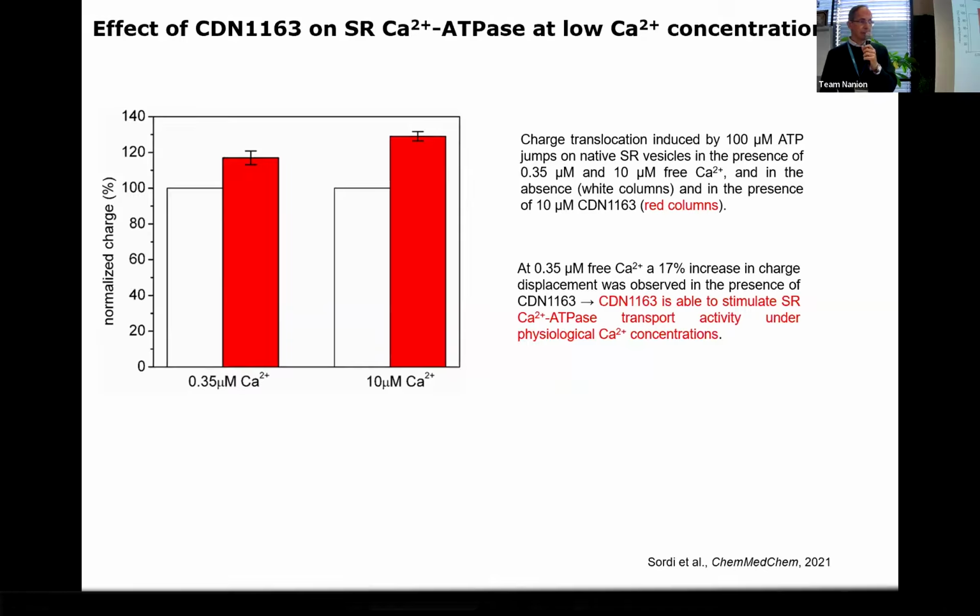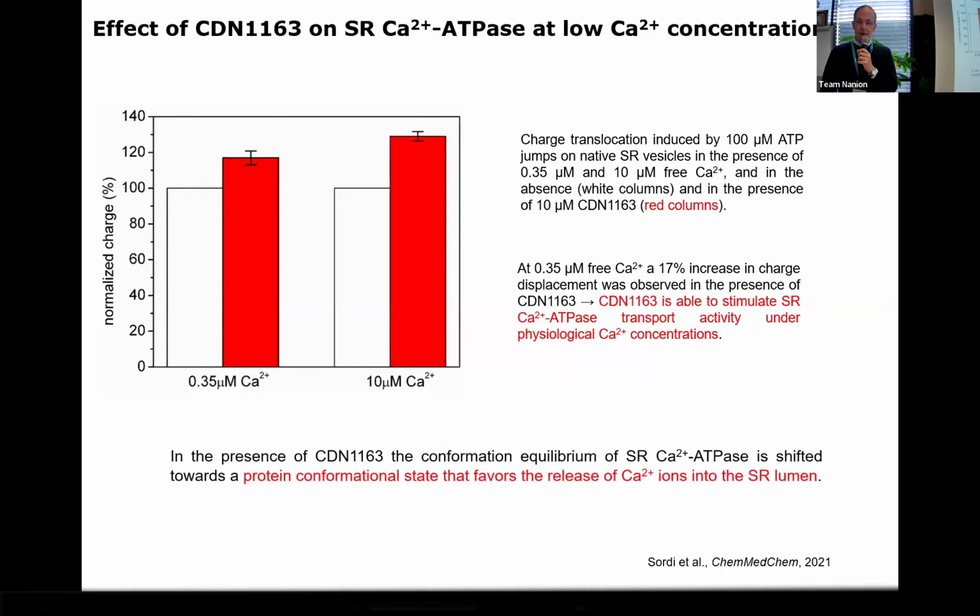And therefore, we speculate that the interaction of CDN1163 with the calcium ATPase can promote a protein conformational state that favors the release of calcium ion into the SR lumen, thereby enhancing calcium translocation.